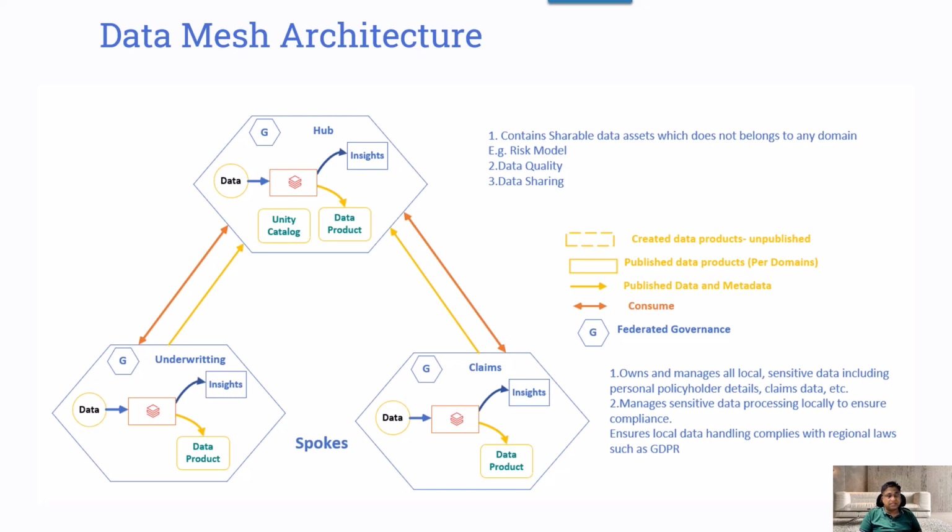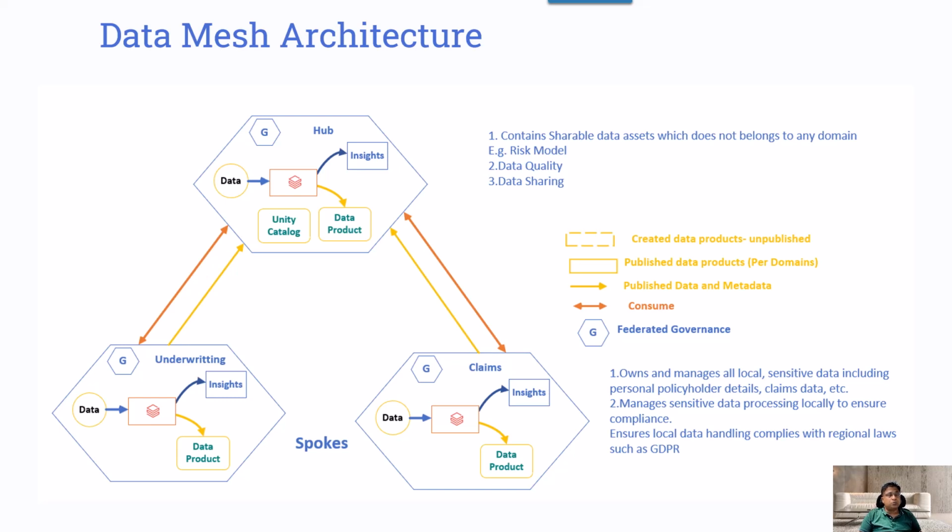It will manage its sensitivity for data processing locally at the claim data product, and then it will also manage its own compliance. This ensures local data handling compliance with the regional law, because this claim processing is happening in a specific geography, like the US. So it will make sure that it contains all the local laws. It abides by those compliance rules, right?